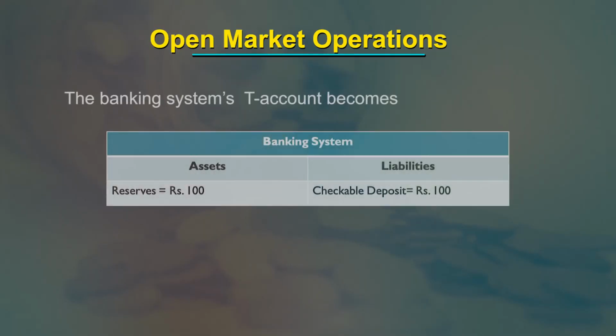So in doing so, just like other commercial banks, the RBI also keeps a kind of bank account. This is called double entry bookkeeping. This is called a T account, with assets and liabilities.